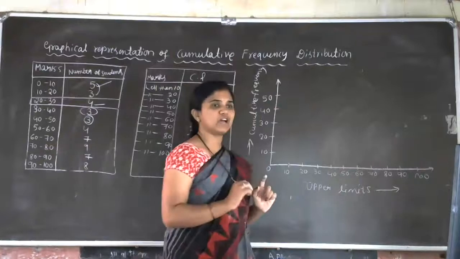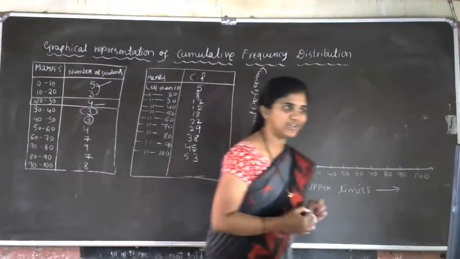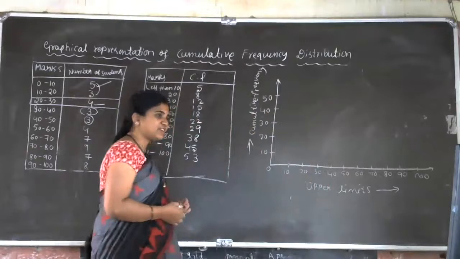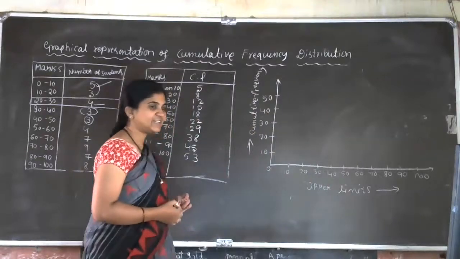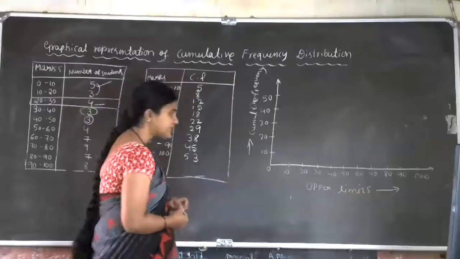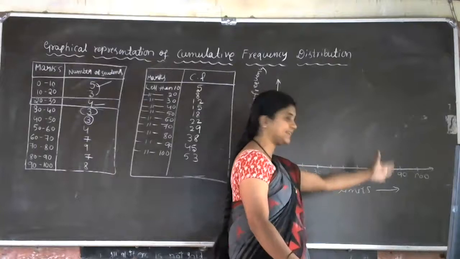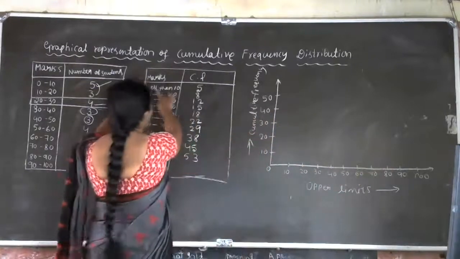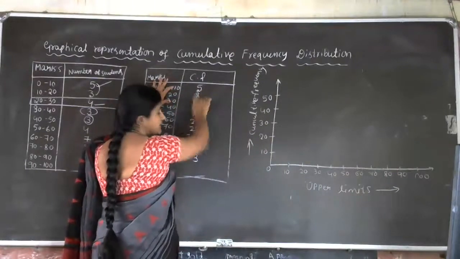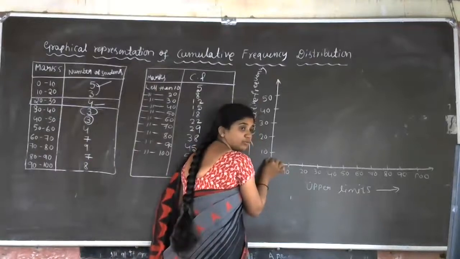Now we have to start. First 10. Which value do we have to take here? In the 10th place, which value do we have to take? So now we have to mark 10, 20, 30, 40, 50, 60, 70, 80, 90, 100. Here we have less than 10. Less than 10 in the sense the cumulative frequency is 5. So in the 10 place we have to mark the cumulative frequency 5.